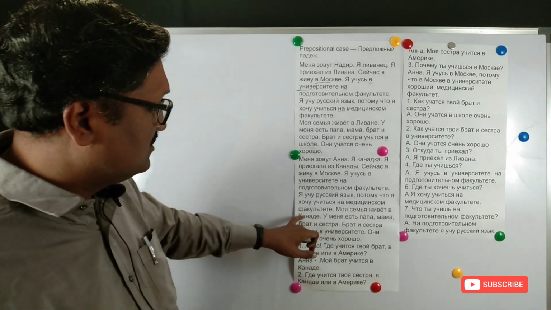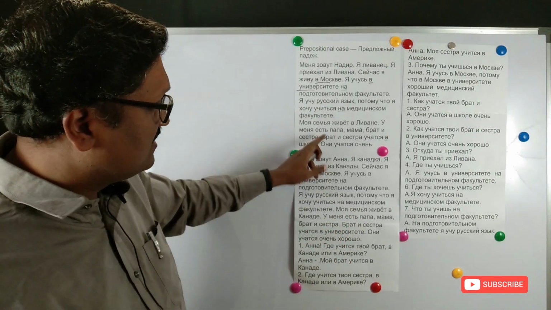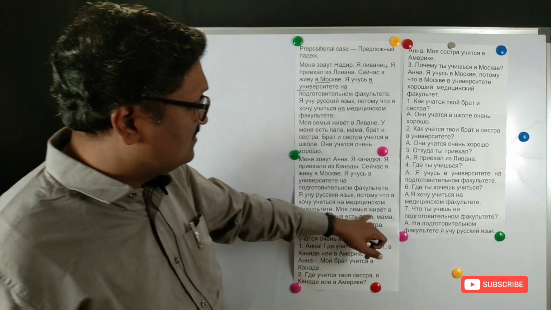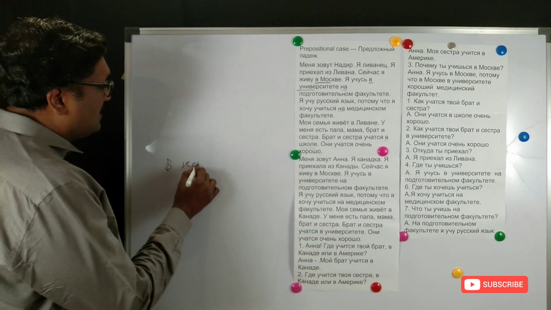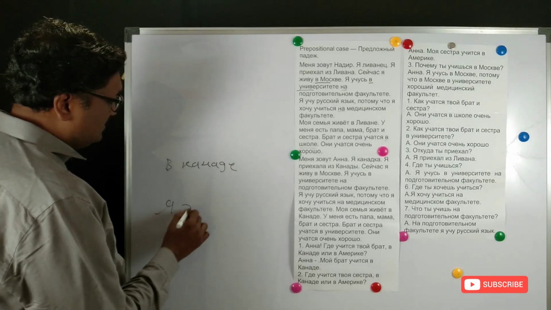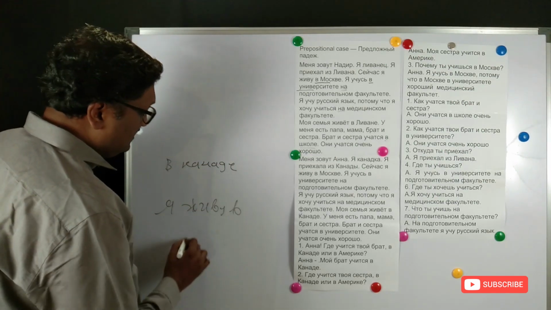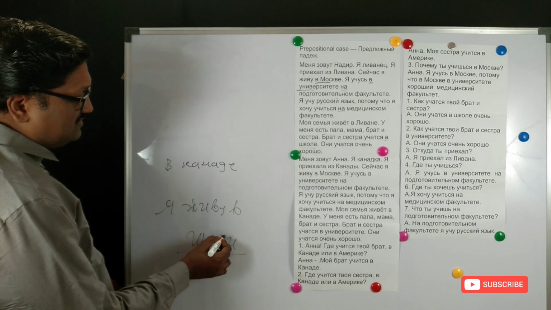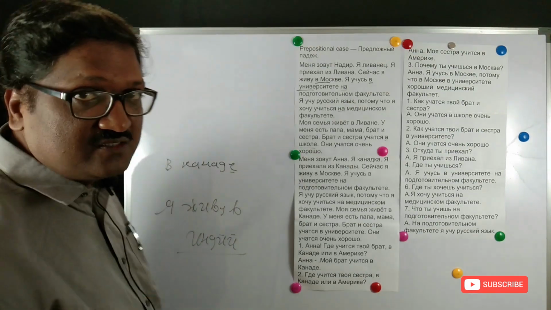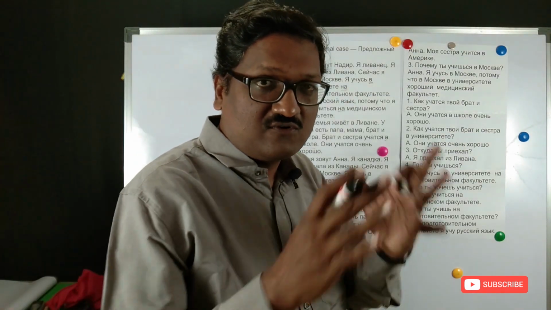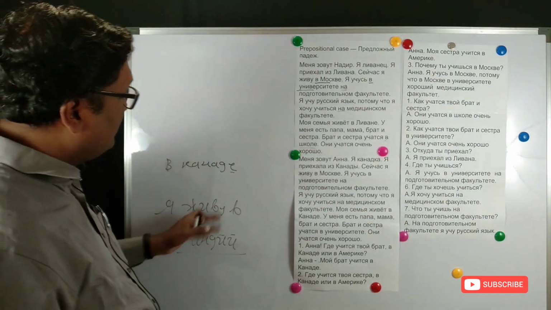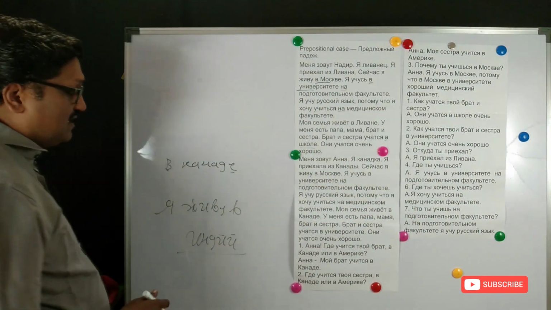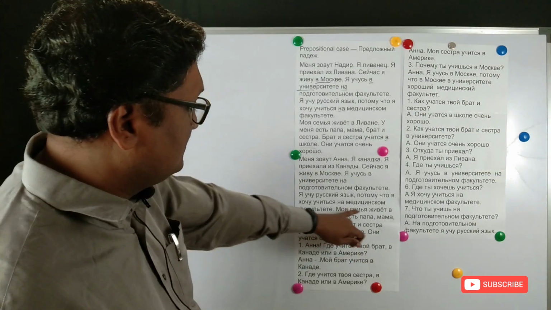Моя семья живет в Канаде. Now she is telling where her family is living. Моя семья живет в Канаде. In Canada. В Канаде. Я живу в Индии. Why this ending has come here and that one there, we'll also see. There are different forms. Now we will come to understand why this is happening. Okay, Canada and в Канаде. India, в Индии. Моя семья живет в Канаде.